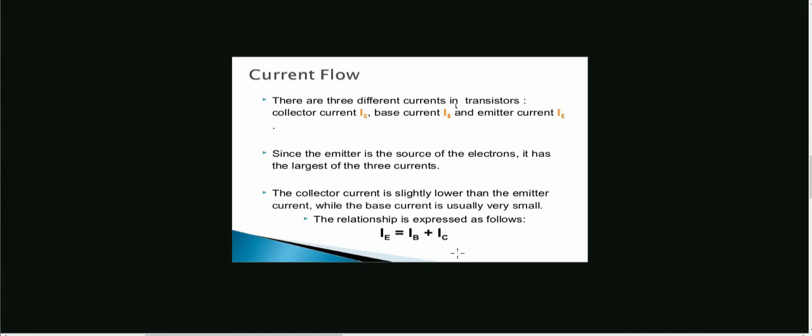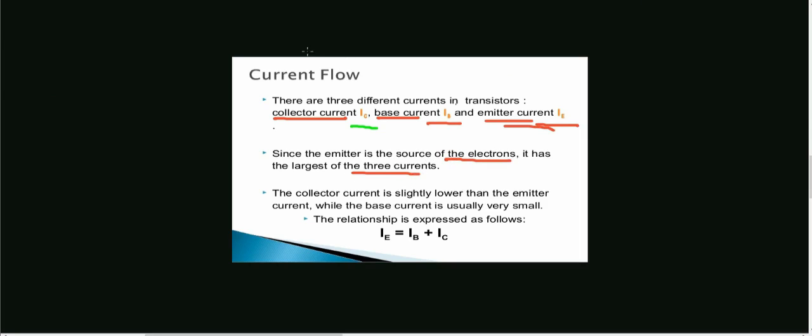The different current flows are like this. There are basically three currents for a three-terminal transistor. One is IC, the collector current. The other is IB, the base current, and IE, the emitter current. So these are three different currents: collector current, base current, and emitter current. Since the emitter is the source of electrons, it has the largest of the three currents.